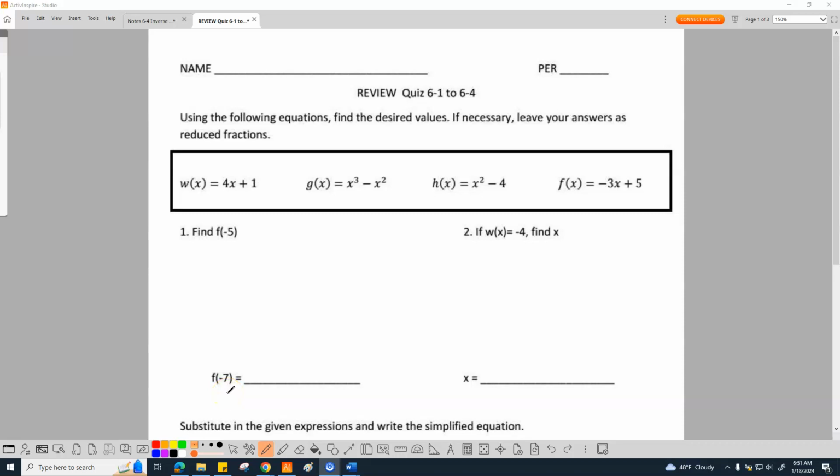All right, Algebra 2, it is time for a quiz review. We're going to go through and I'm going to solve basically most of these problems. So, number 1, here we go.